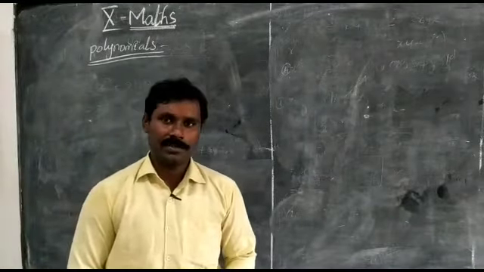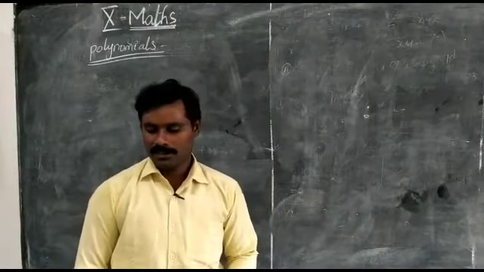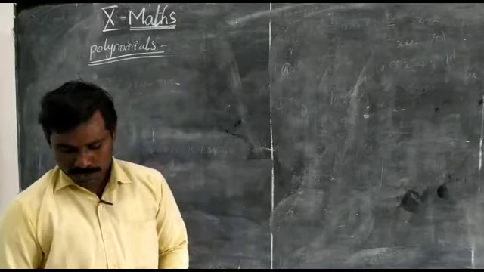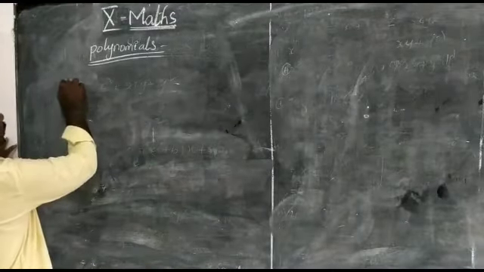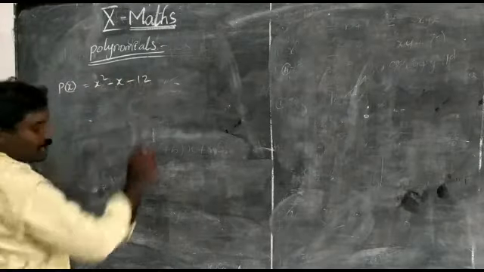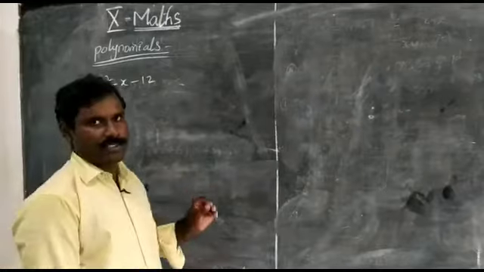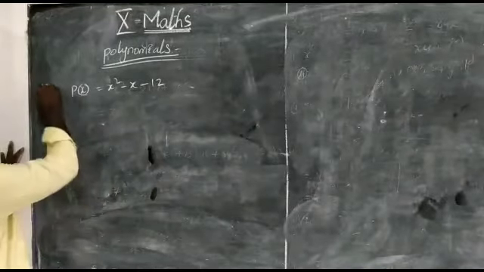Have you completed the graphs? Okay, one more time I will explain the graph. Exercise 3.2, third Roman, first question. P of x is equal to x square minus x minus 12. I will repeat this graph one time, how to do the graph.